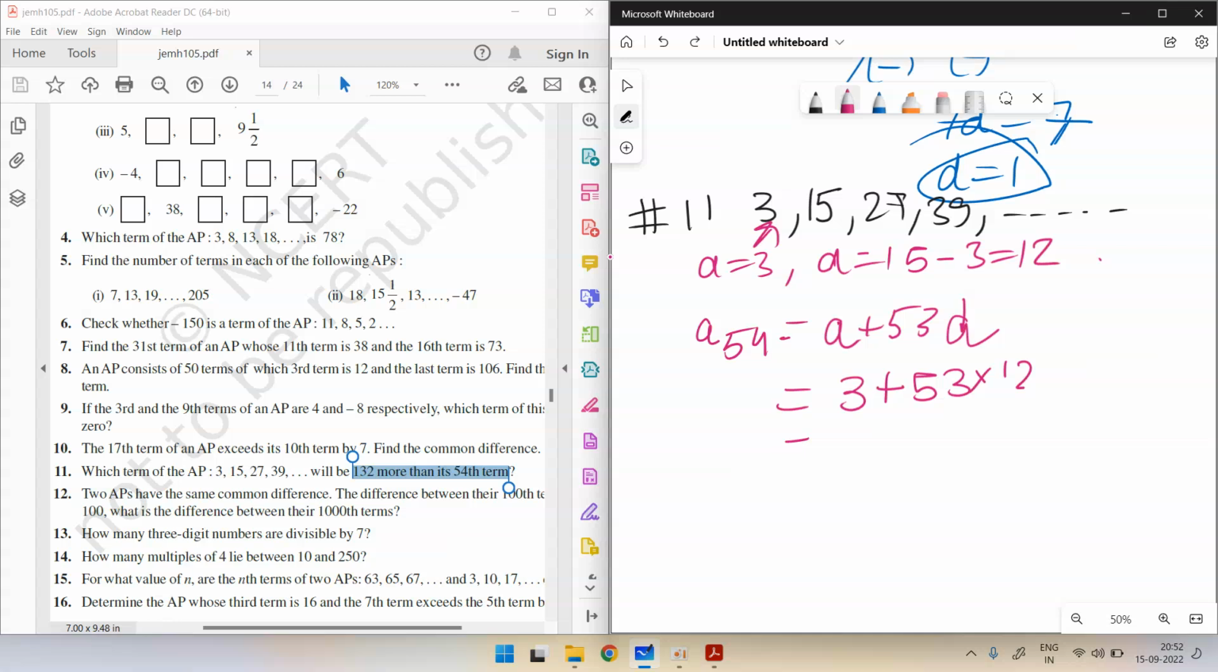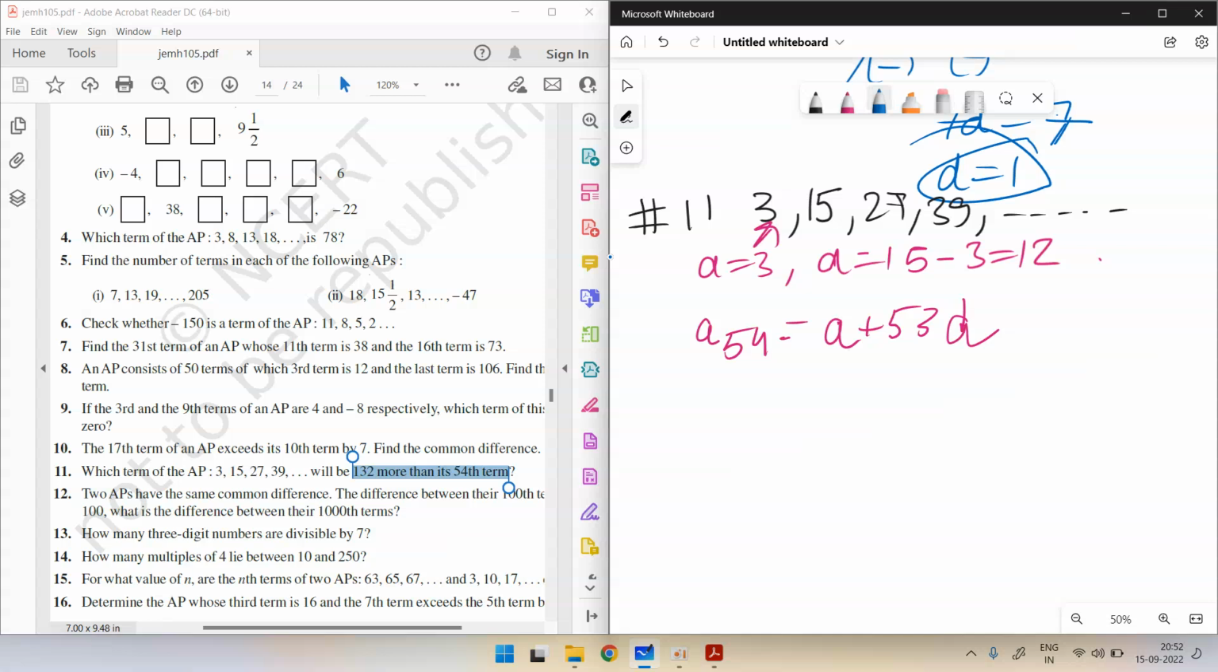Actually, you don't need to do this, so I am erasing this again. This is my first equation and this is my second.